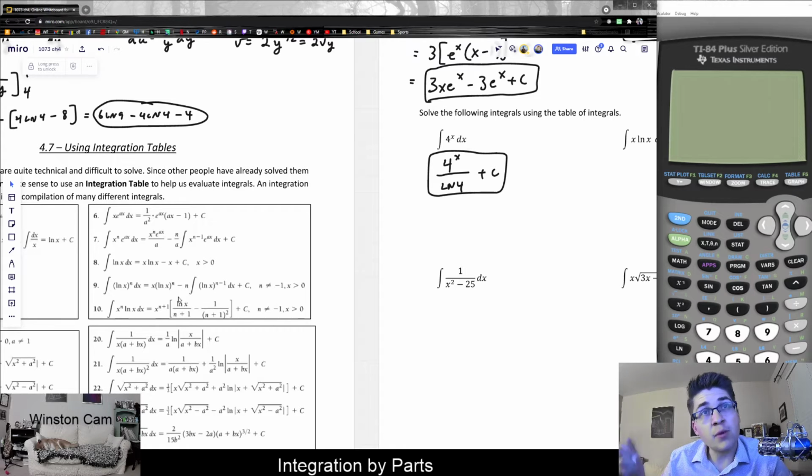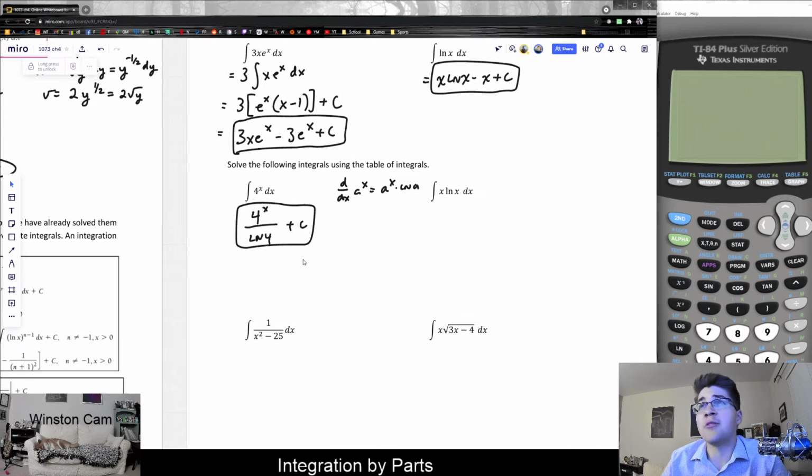And if you remember, the derivative of an exponential function, a to the x, was a to the x times ln a. So it's not really surprising that the antiderivative, which is typically the opposite of a derivative, gives you division by ln a instead of multiplication.